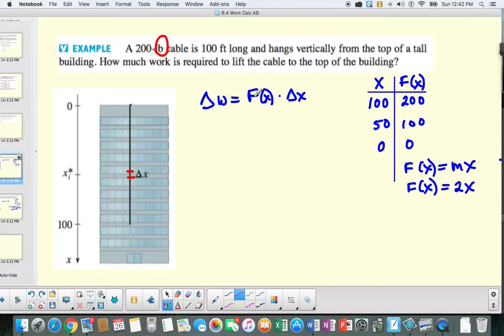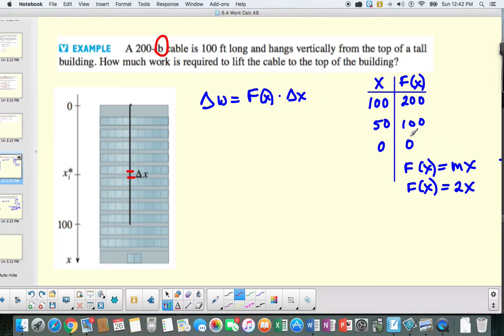Now, the force is varying, but it didn't give me a formula. So I'm going to go over here. I know the formula is linear, so I'm going to set up some data. When x, this length right here, is 100, it has the full force of the cable, which is 200. When the cable is only half hanging down, which is 50, then the force required to lift that part up will be 100.